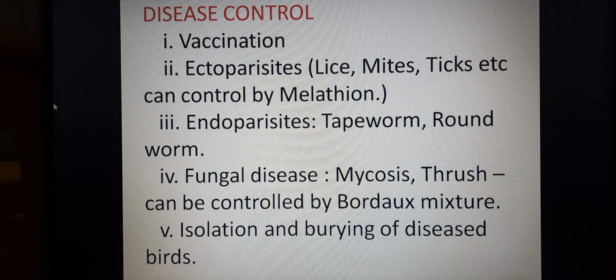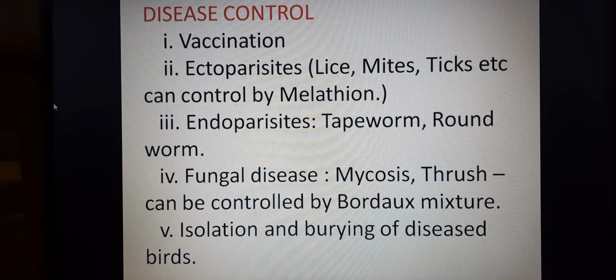Endoparasites like tapeworm and roundworm. Maximum is roundworm; tapeworm is less infectious and we are getting it in less number. Roundworm attacks our poultry and causes diseases. Fungal diseases like mycosis and thrush can be controlled by Bordeaux mixture.